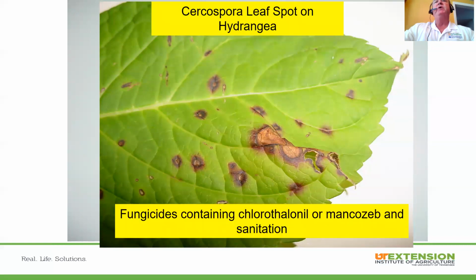You can protect uninfected foliage on hydrangeas as well as other plants from these leaf spot diseases by using fungicides that contain the active ingredients chlorothalonil or mancozeb. Those fungicides, though, will not do anything to make this leaf look any better. Infected leaves are going to stay infected, but the fungicide helps protect uninfected foliage and helps keep that disease from spreading and taking over the entire plant.